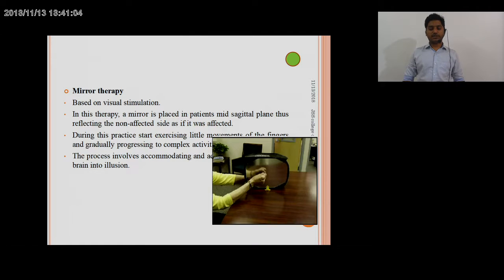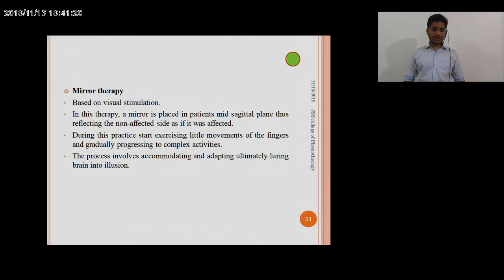So in this picture we can see there is a mirror and the affected hand has been placed behind the mirror and the normal hand is outside the mirror. And the person is doing activities with the right side, which is the normal side. Ultimately it gives an illusion that the affected side is moving, ultimately resulting in pain relief.